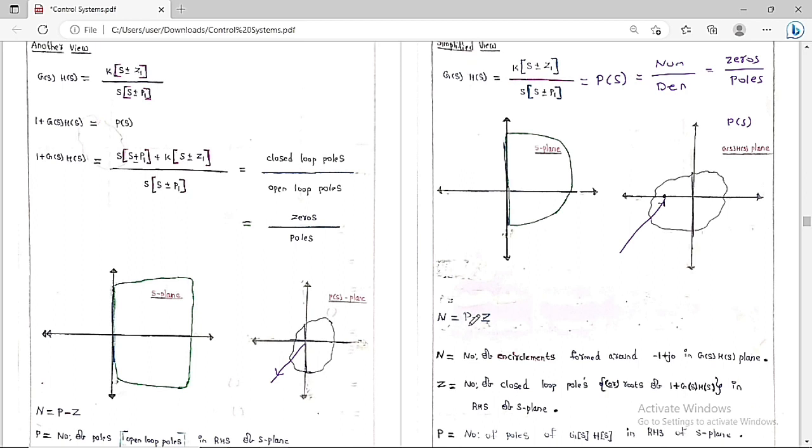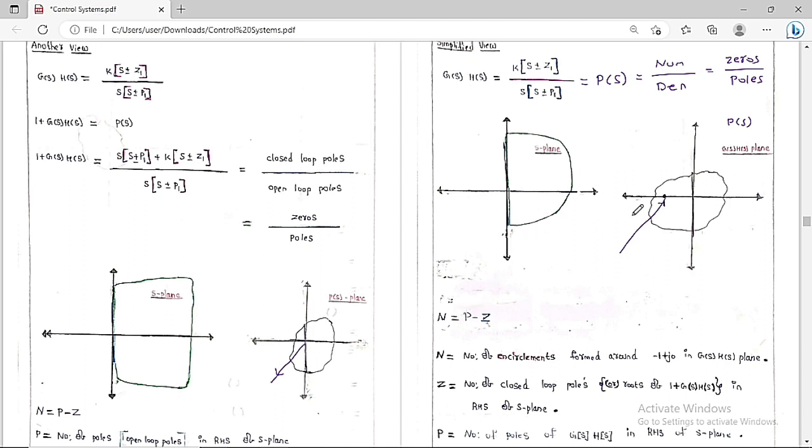P means the number of poles of G of S H of S which lie in the RHS of the S plane, and Z indicates the number of closed loop poles, the roots of the characteristic equation, which lie in the RHS of the S plane. N indicates the number of encirclements which are formed around the minus 1 plus j0 in the G of S H of S plane. This one you always have to keep in your mind.